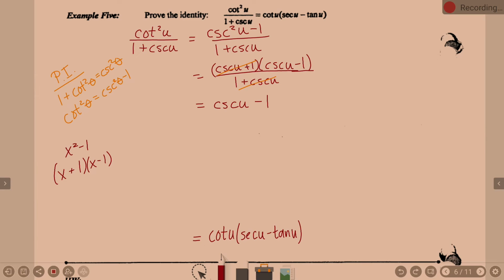So where do we go now? Cosecant u minus 1 needs to magically become cotangent u times secant u minus tangent u. I'm stuck in there. I don't really see the connection, just like you guys don't, right? So I went with the idea that everything can go to sines and cosines. I started with that. Cosecant u is going to be 1 over sine u, and then it's minus 1, yes?